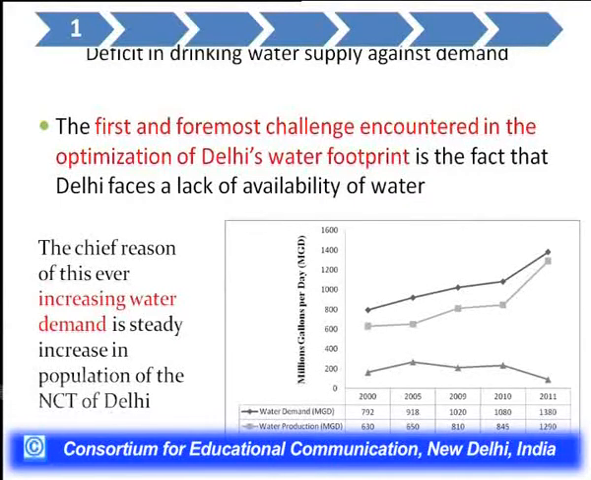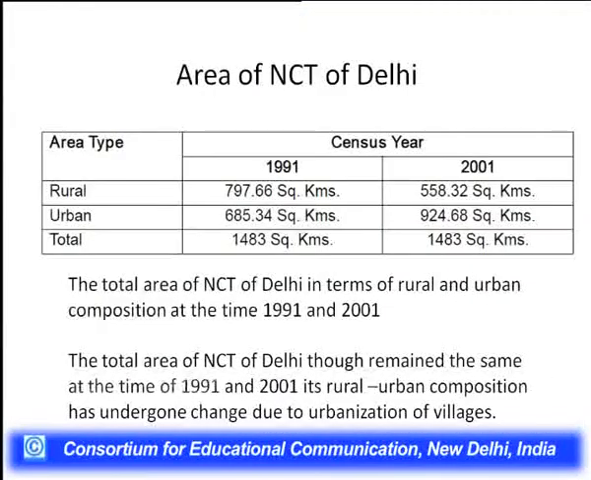But if you go through the last 2 years of 2010 to 2011 data, we can find out that it is much, much higher. That means it shows the increasing trend. Another factor, urbanization, as we discussed, in case of area, Delhi is already limited, 1483 square kilometer.